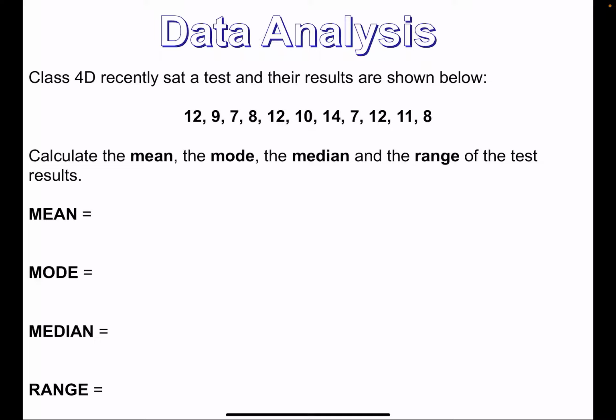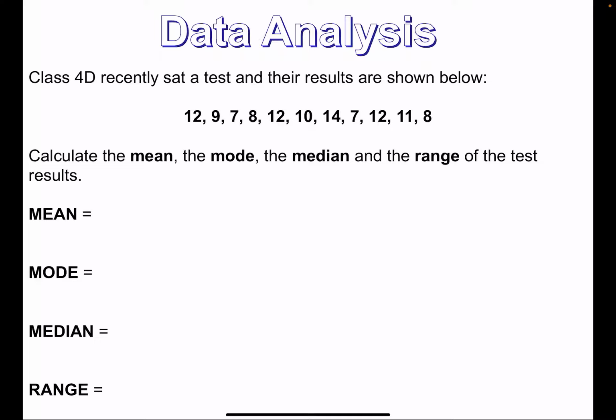Okay, there's a way to calculate each one, and you'll need to remember how to calculate each one, but you've got this nifty wee video now to help you along the way. So what we've got here is class 4D's recent test results. Okay, so we've got a 12, a 9, 7, 8, 12, 10, 14, 7, 12, 11, and 8. So all individual results. And looking at it as it is, you can't necessarily tell what's happened in that class.